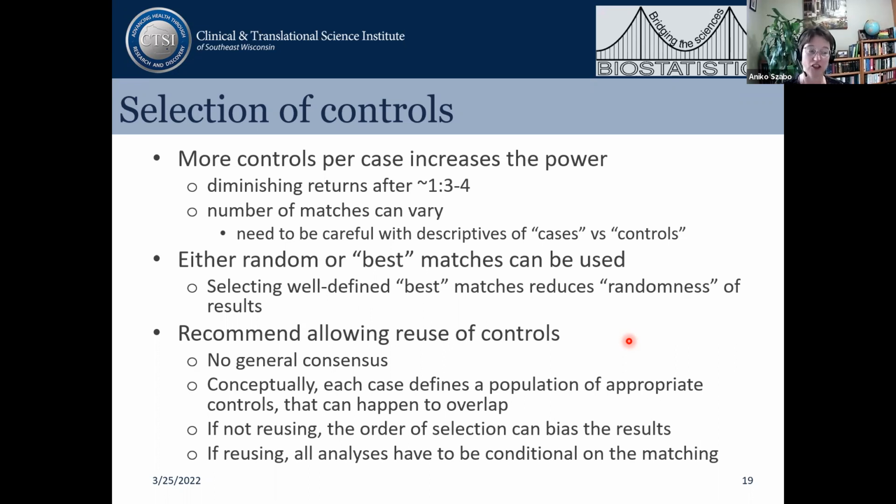The other issue that can happen if you are not reusing is that there are situations in which order of selection matters. You first select for this case, then remove the controls from the pool. And for the second case, you have a somewhat smaller pool, because you already removed some of the potential controls since you don't want to reuse them. This can result in selection bias, especially if timing is involved, so you have to be a little bit careful with that. On the other hand, if you are reusing, then the analysis has to take that into account and has to be a conditional analysis. I show an example, but the analysis absolutely has to take into account the fact that you are conditioning on the matching, because otherwise it's wrong, since you're using the same person twice.